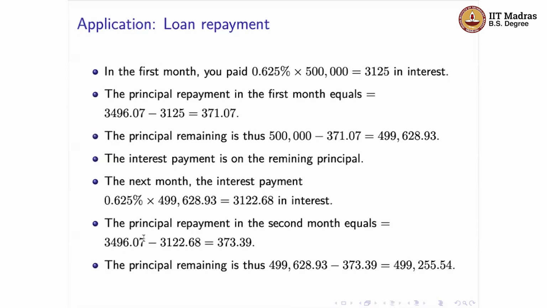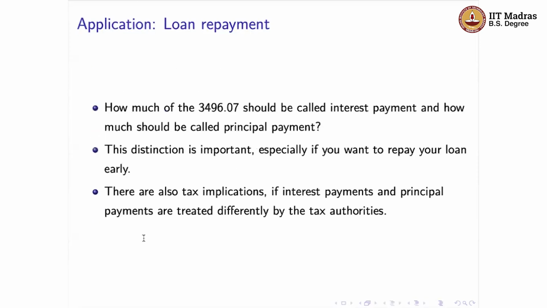So at the beginning, you have not paid back anything, so the whole amount is the principal. And so you have to pay back 0.625% into 5 lakh of that. So that's 3125, right? But remember that in the first month, and in fact each of the months, you have to pay back this 3496.07, right?